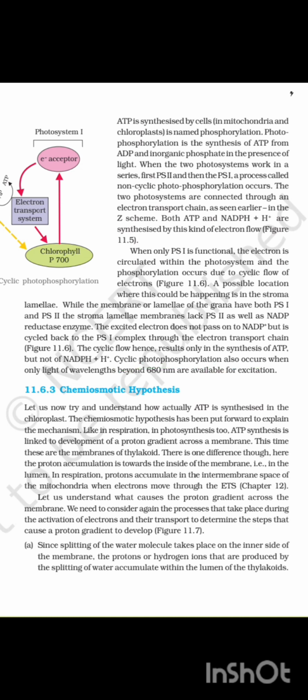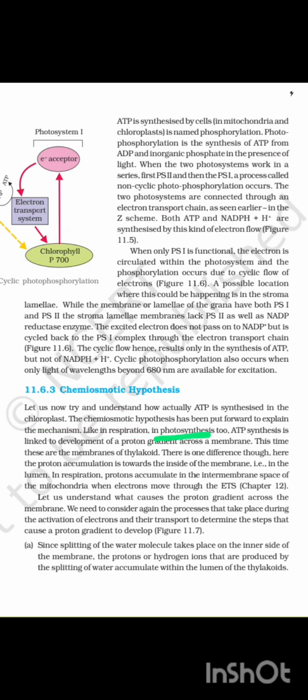Cyclic phosphorylation occurs when only light of wavelength beyond 680 nanometers is available for excitation. 11.6.3 Chemiosmotic hypothesis. Let us now try to understand how ATP is actually synthesized in the chloroplast. The chemiosmotic hypothesis has been put forward to explain the mechanism.